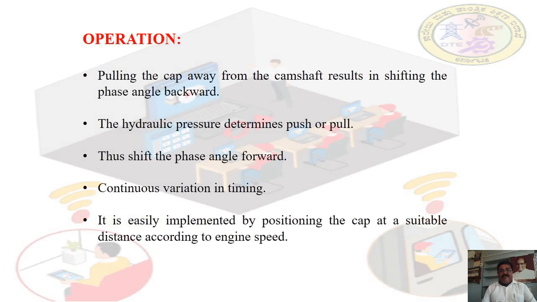Pulling the cap away from the camshaft results in shifting the phase angle backward. The hydraulic pressure determines push or pull, thus shifting the phase angle forward or backward. Continuous variation in the timing is easily implemented by positioning the cap at a suitable distance according to the engine speed.